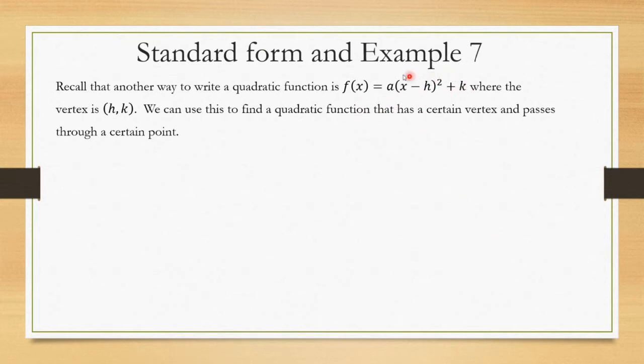What's nice about this form, though, is you can actually use this to come up with a quadratic function if you know the vertex and a point that the graph passes through. So if you know a certain point on the graph besides the vertex.